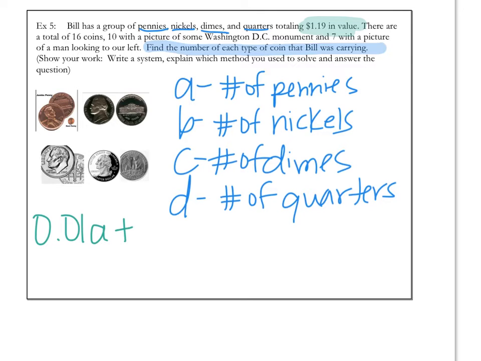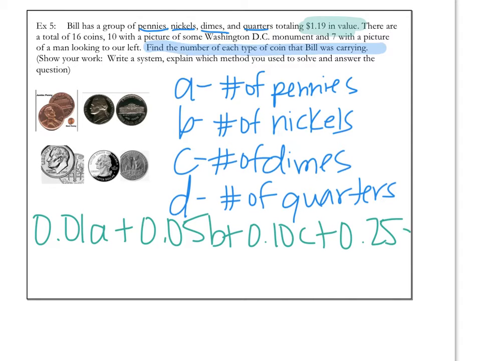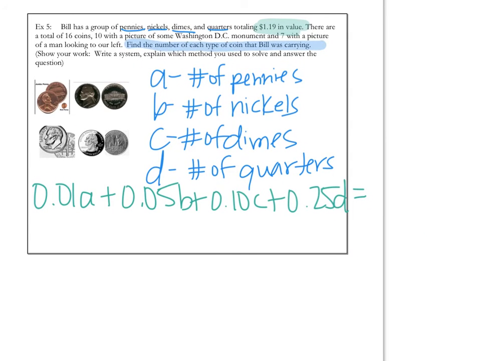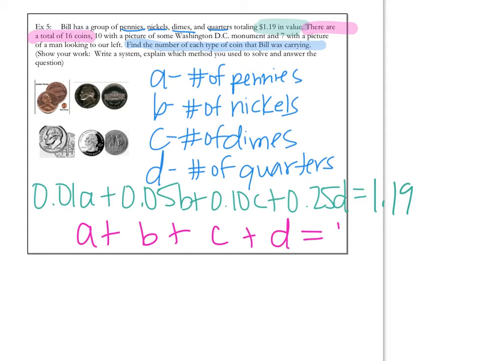It's going to be times A, the number of pennies, plus the nickel is going to be 0.05B plus 0.10C plus 0.25D has to equal 119. That's my first equation. Next equation. There are a total of 16 coins, so that value is just the number of coins altogether. So that's just plain A plus plain B plus C plus D has to come out to 16.